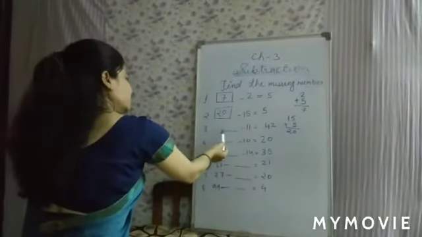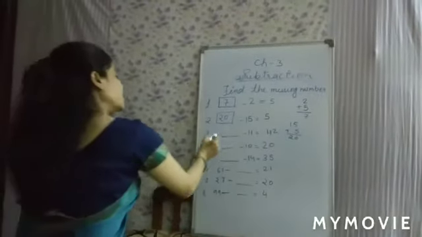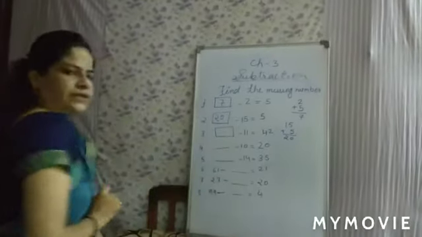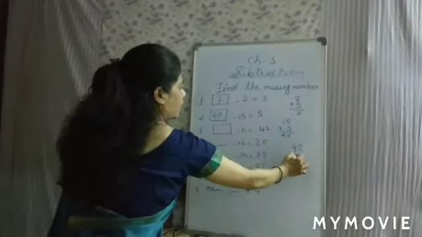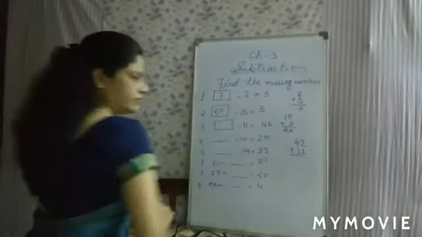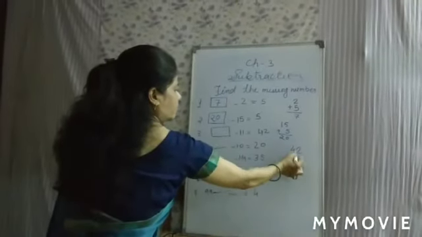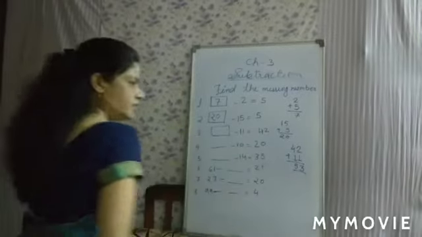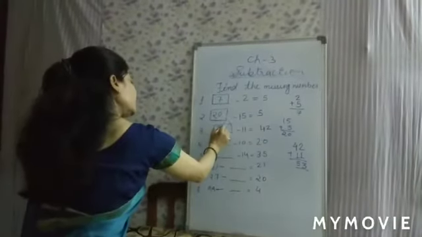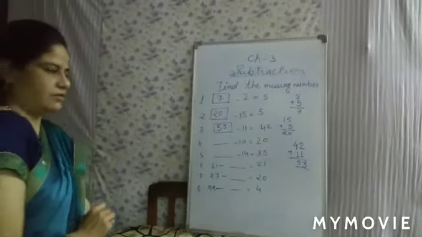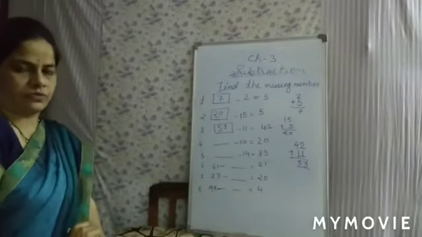See the next one, dash minus 11 equals 42. Here again you have to find the bigger number. So you have to add 42 and 11. 2 plus 1 will be 3, 4 plus 1 will be 5. What will you get here? 53. So you have to write 53 in the answer. 53 minus 11, you will get 42.